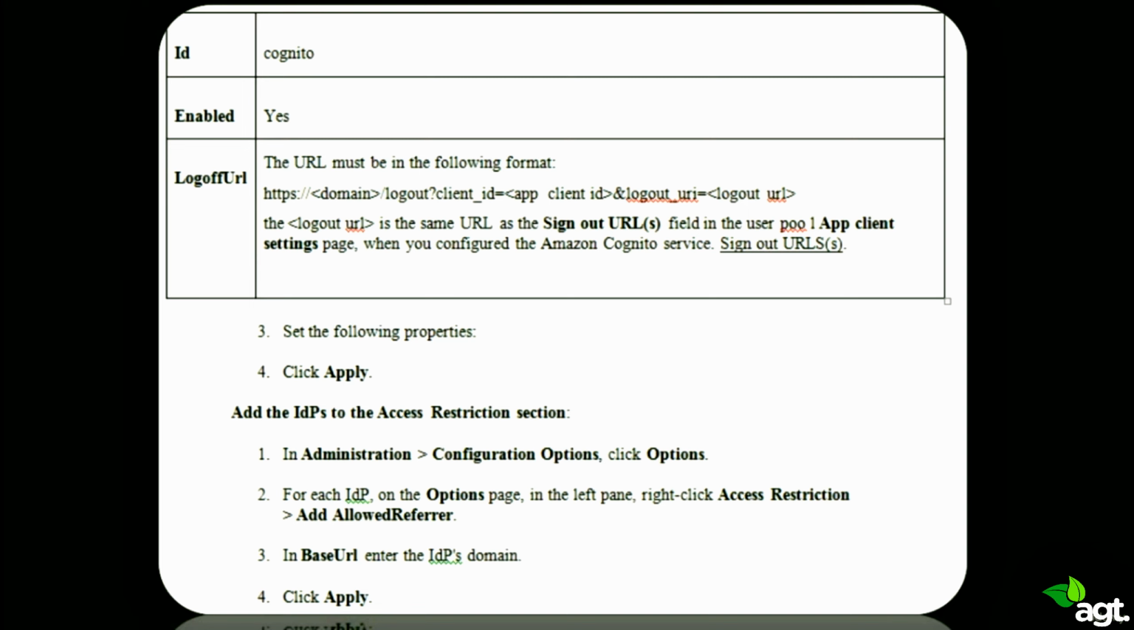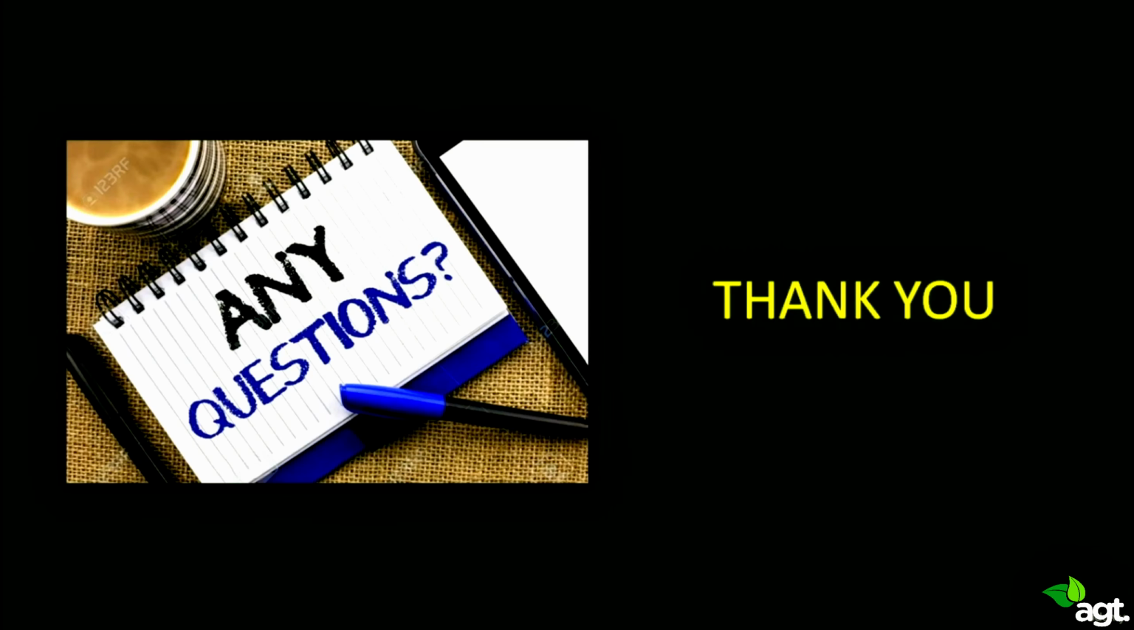So this is your dashboard process. Add the IDPs to the access restriction section, which will be in administration mode. Go to the configuration options and click options. The second step: for each IDP, on the options page in the left pane, right click access restriction and go to add allowed referral. The third step: in base URL, enter the IDP's domain, and the fourth step is click apply.